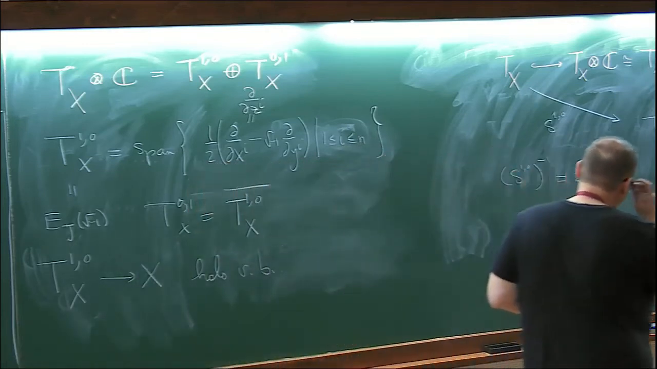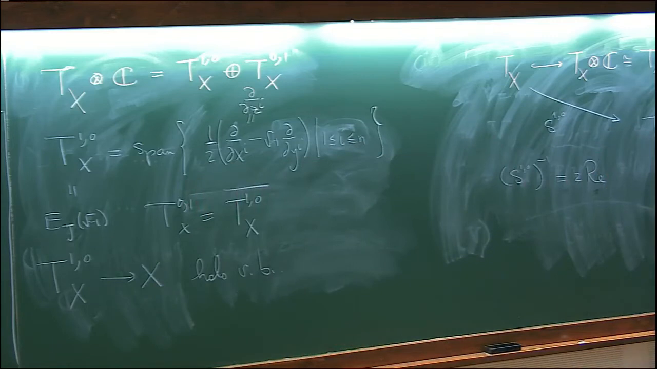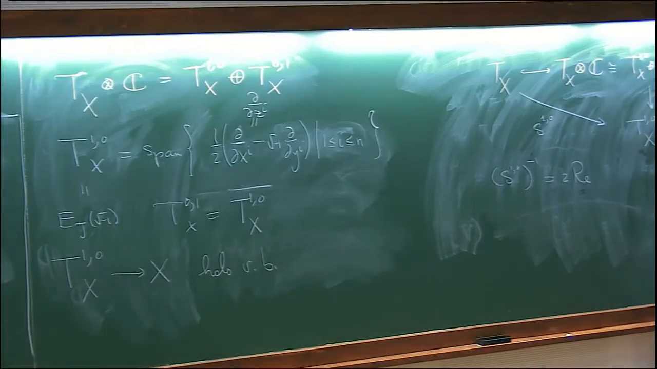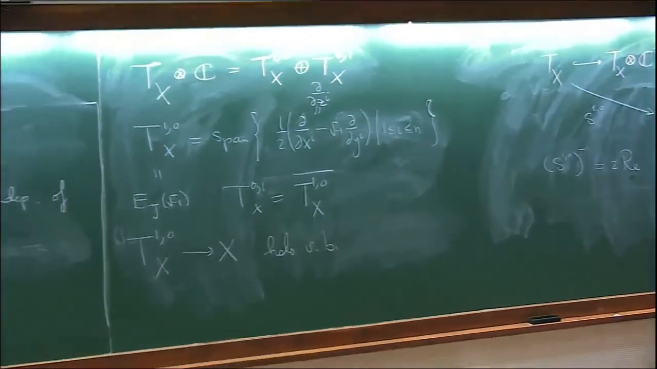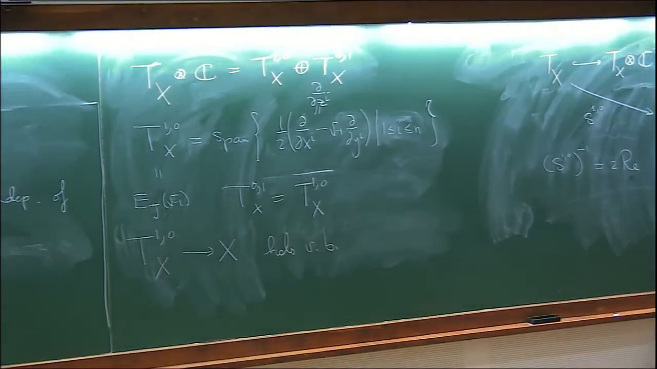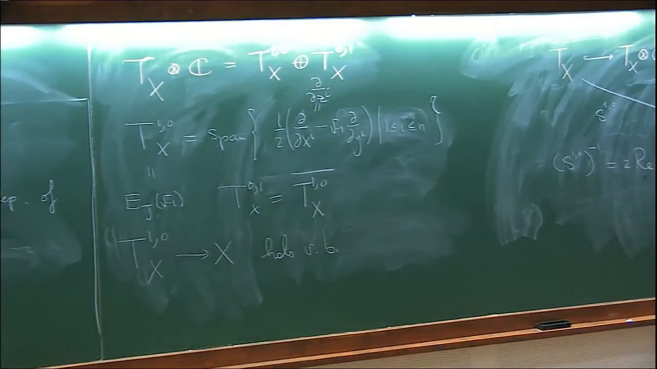Okay, so I said before that we're going to have a lot of line bundles in the picture. So I want to give some examples of line bundles that are going to be important for us. The first one is called the canonical bundle.